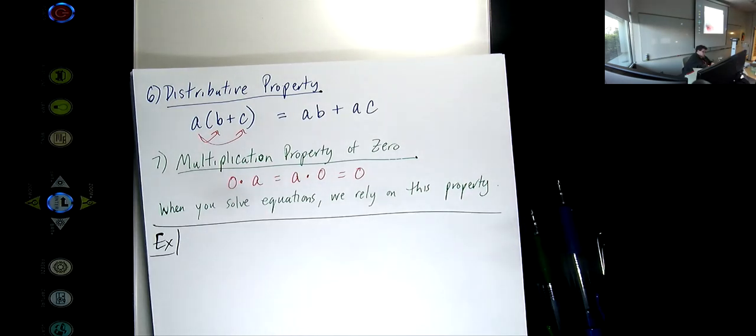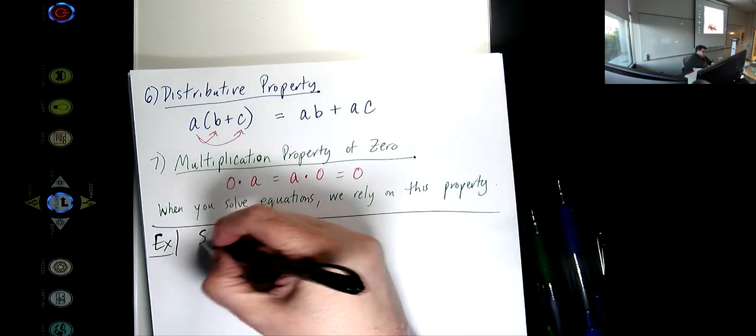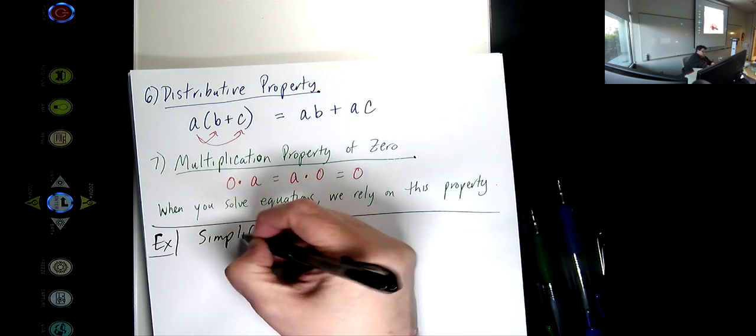So we use a lot to simplify things. Simplify things with these rules.